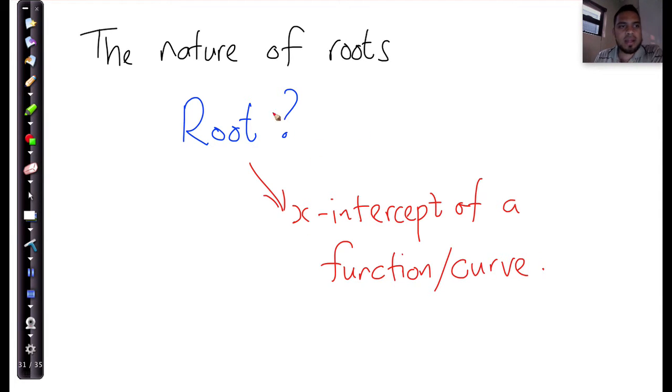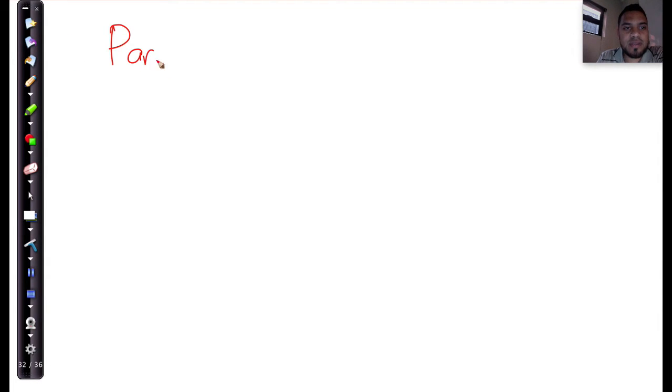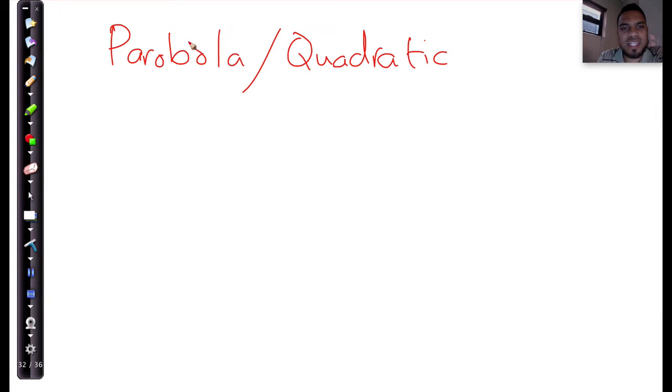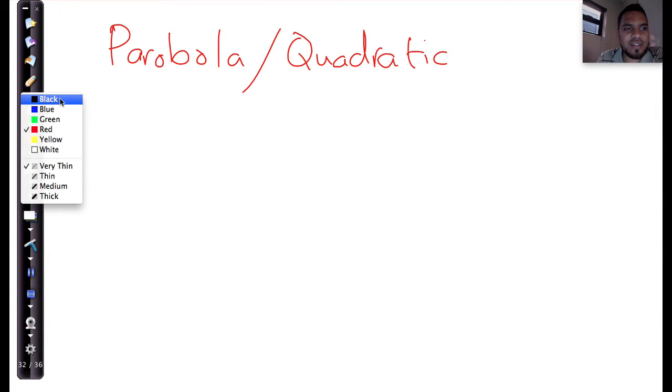Okay, now what we are specifically looking at is quadratics, and we're talking about curves or quadratic or parabolic curves. So we're going to be looking at the nature of the roots of the parabola or the quadratic function, right? Now, in grade 10 you already learned about the parabola and you learned how to solve for its roots. In other words, how to find the x-intercepts.